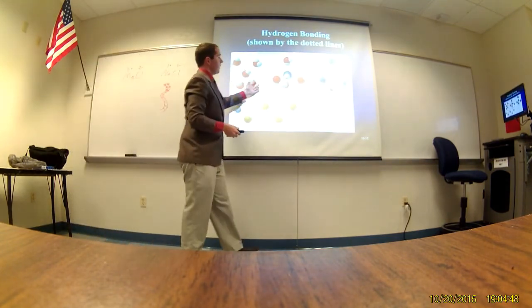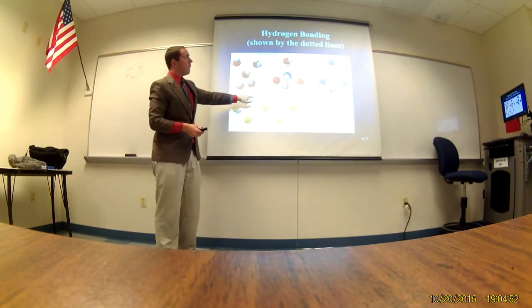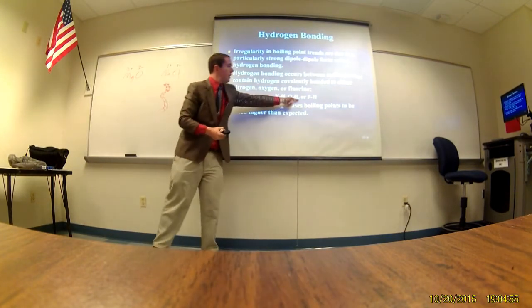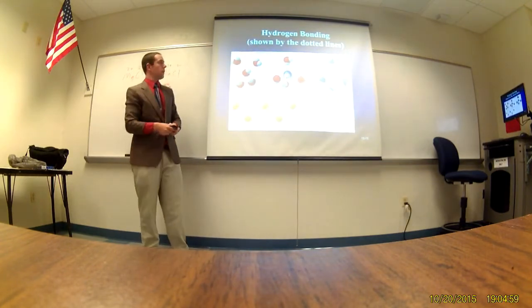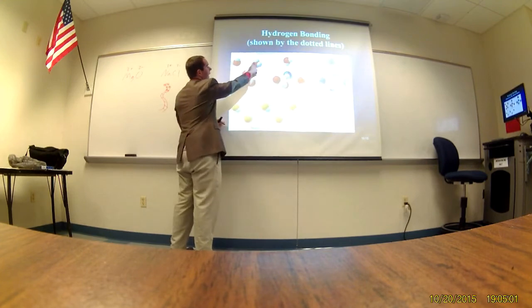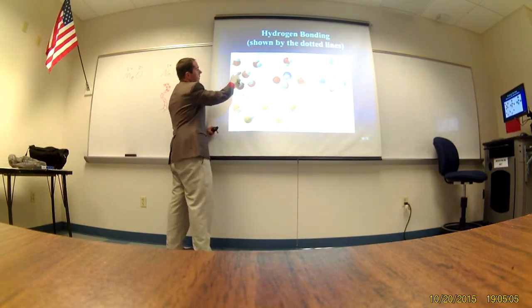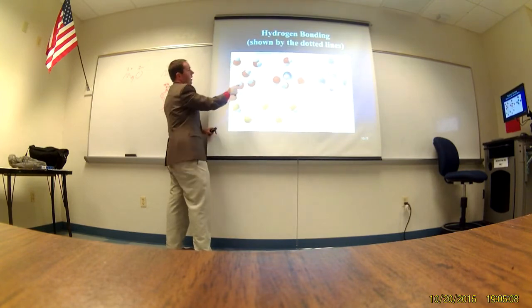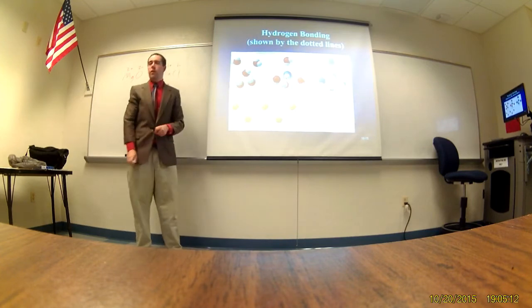So this is what hydrogen bonding looks like. This is water. Of these three, we said water has hydrogen and oxygen bound together. So here, the oxygen on this one is bound to the hydrogen on that one. Hydrogen here is bound to that oxygen. And this oxygen is bound to hydrogens on the waters around it.